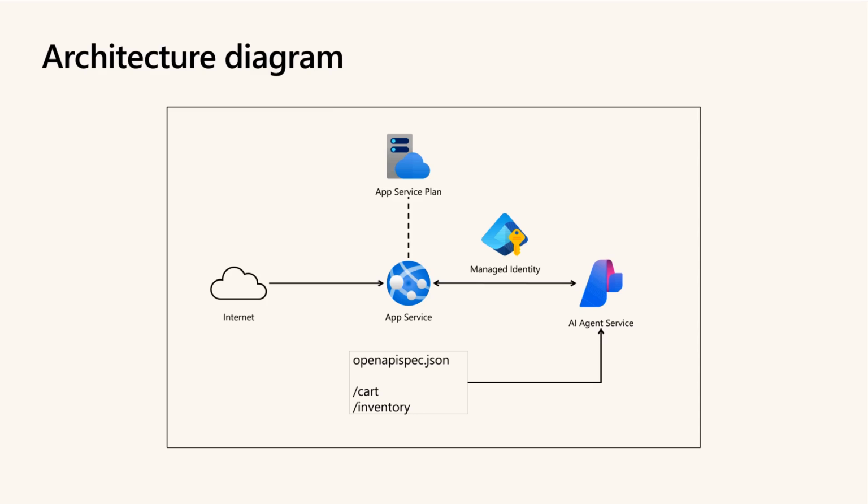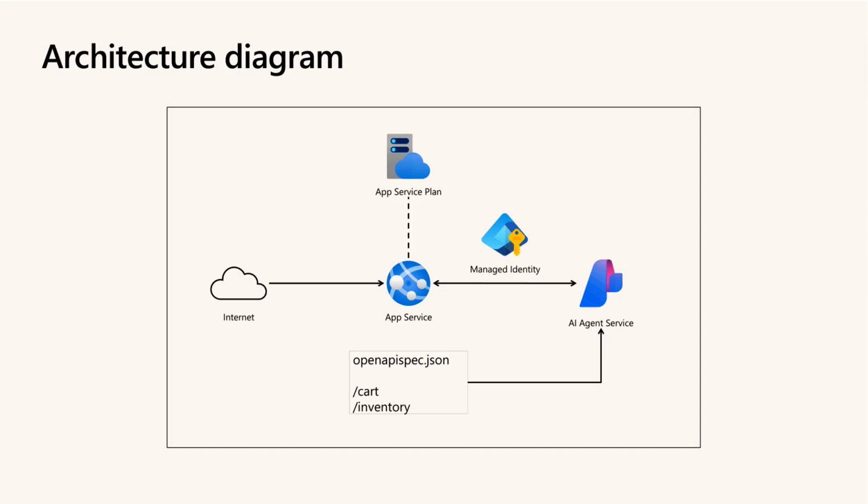Here's an architecture diagram tying these components together. Internet traffic reaches App Service backed by an App Service plan linked securely with managed identity. The App Service connects to the AI Agent Service, exposing OpenAPI endpoints like /cart and /inventory, enabling modular AI integration. This design allows fast, secure addition of AI features to existing apps with minimal disruption.